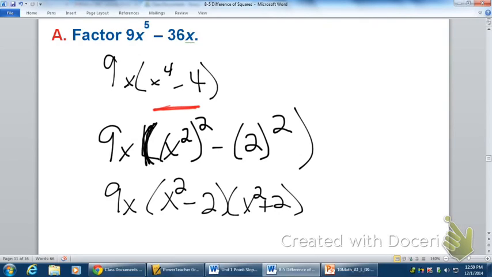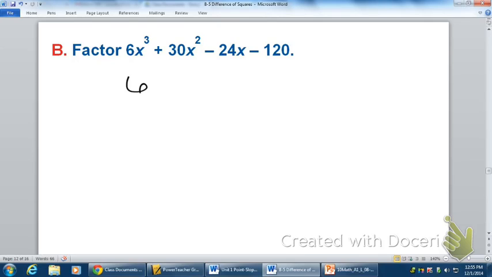Okay? It's going to be 6. What's going to be left? Well, I'm going to have x to the third left here. Okay? 30x squared. Well, now plus 5x squared. Okay, what about the 24x? No, it's not. Negative 4x. What about the 120?